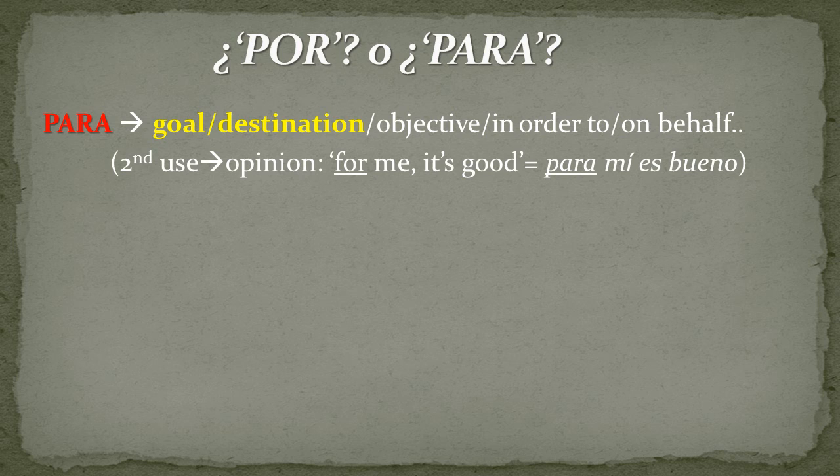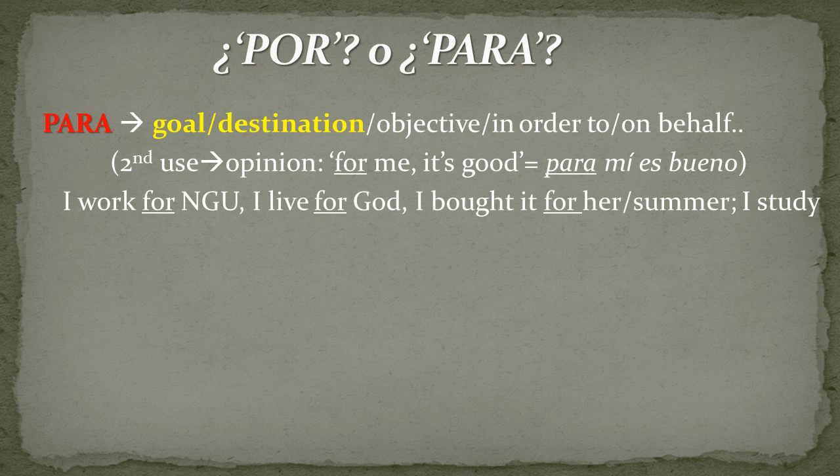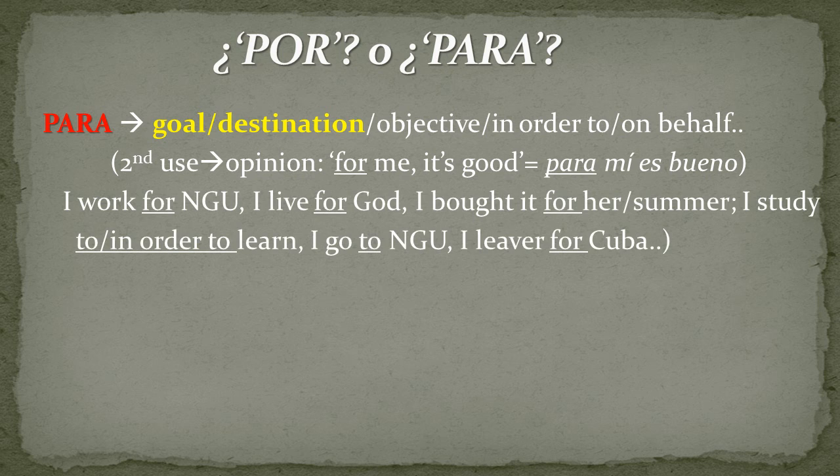A secondary use for para is opinion. Like, for me, it is good. We say para mí es bueno. It's an opinion. You should use para. So in sentences like this, you need to use para in all of these underlined expressions. I work for you, trabajo para ti. I live for God, vivo para Dios. I bought it for her, lo compré para ella, or I bought it for summer, lo compré para el verano.